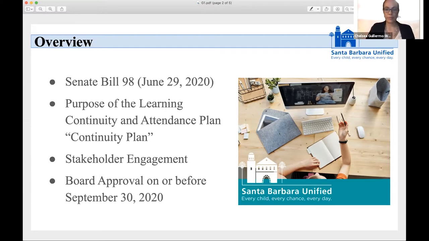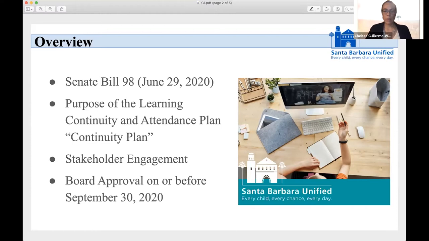SB 98 establishes a new Learning Continuity and Attendance Plan, which has the same acronym as LCAP, but it is not the LCAP, and so we will be referring to it as the Continuity Plan. And it's aimed at a plan for launching school under pandemic conditions. Importantly, there are also new additional one-time funds nearing $11 million, which again will be addressed in the following board report, and this is to help launch school successfully under pandemic conditions.